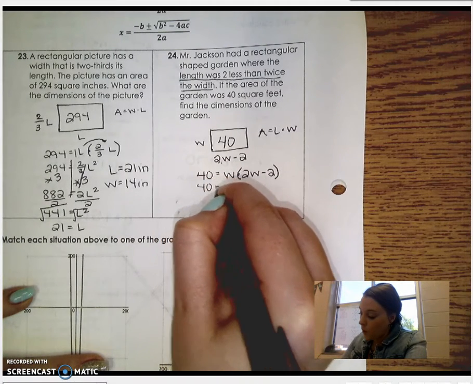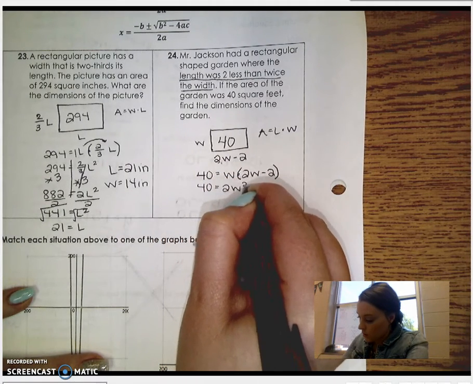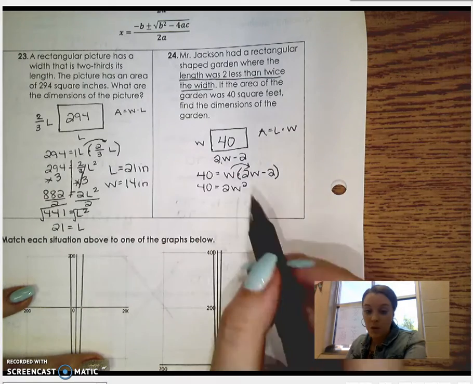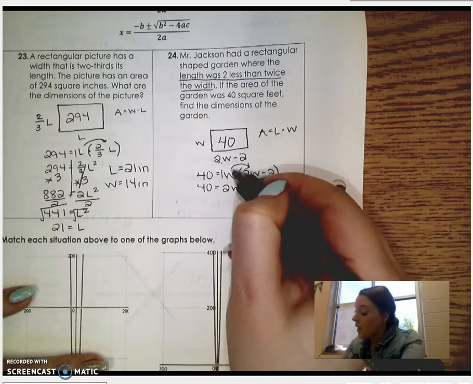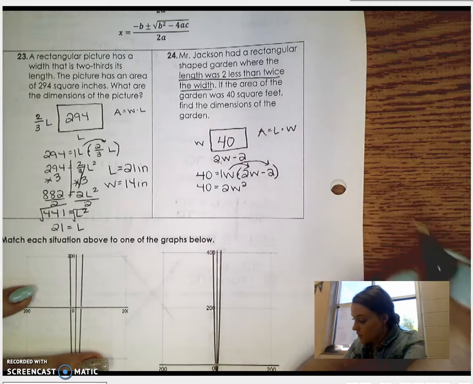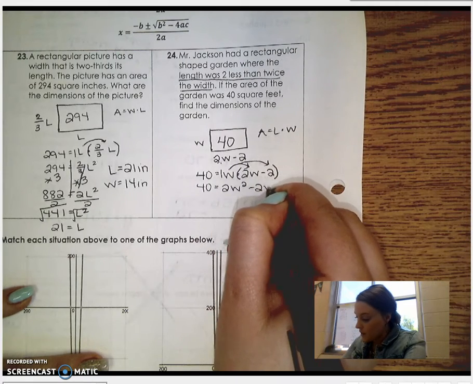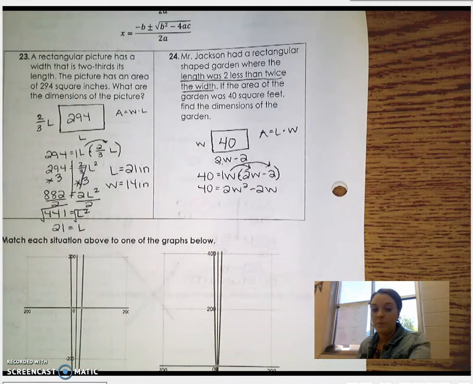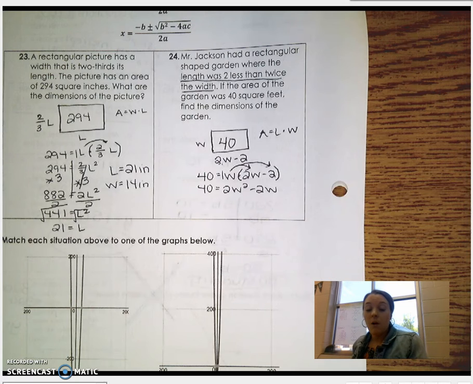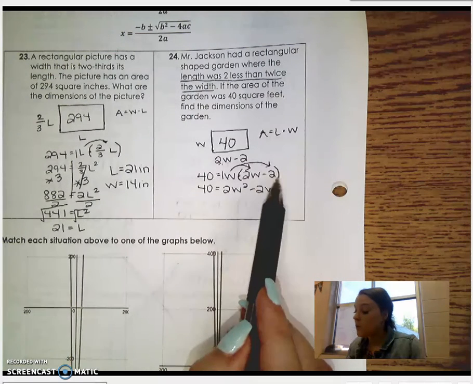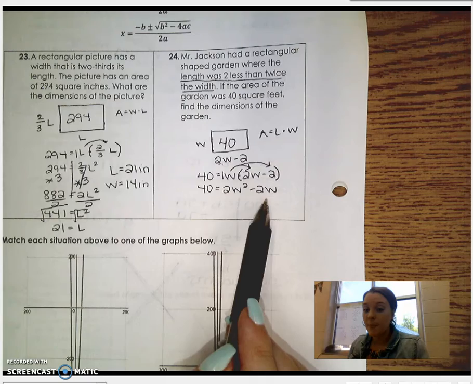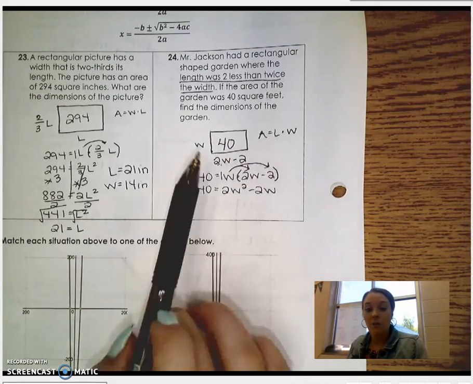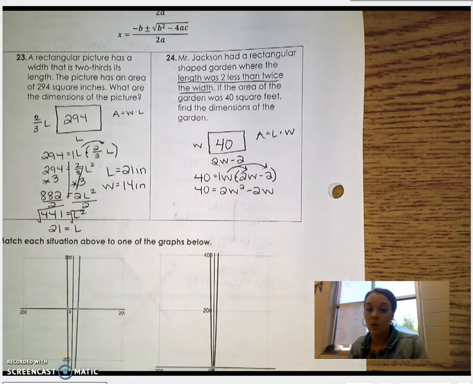So 40 equals 2w squared. W times 2w is 2w squared. You can put that coefficient if you need it. And then 1w times negative 2 is negative 2w. The difference between this problem and the last problem is this time you do have a linear term. You do have a variable with no exponent. What that means is you either have to factor it or use the quadratic formula.